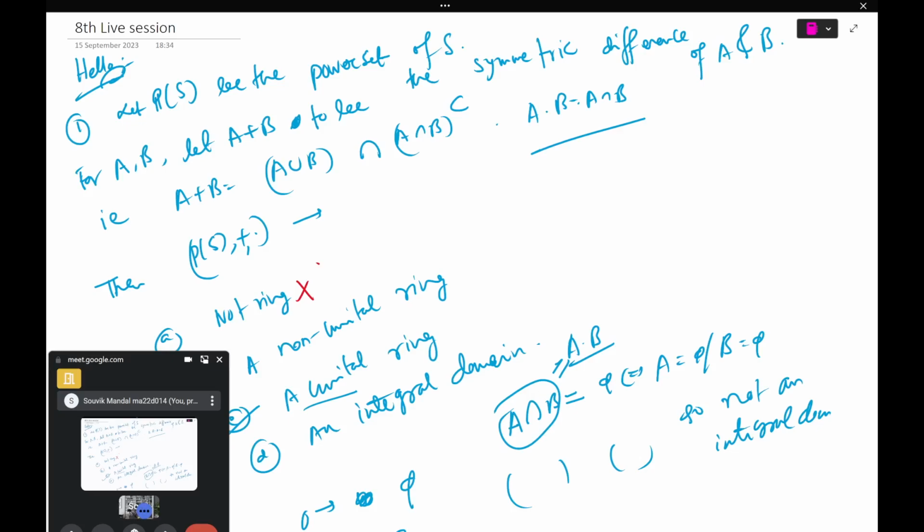So P(S) is given as the power set of S. Then we are defining A plus B because we are defining it as symmetric difference. Then A dot B is defined as A intersection B. Now with respect to this operation, P(S) plus dot is a ring with the zero element equal to empty set, and 1 is the whole set S.